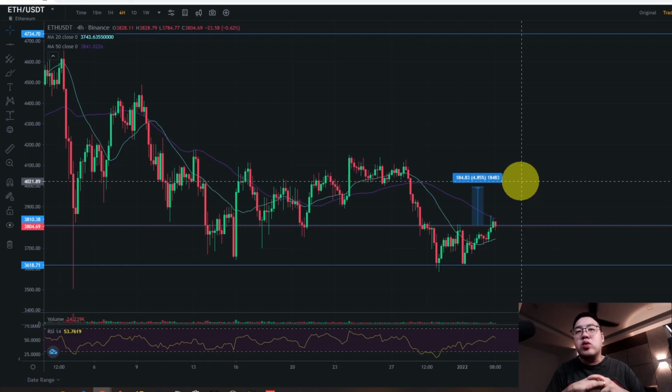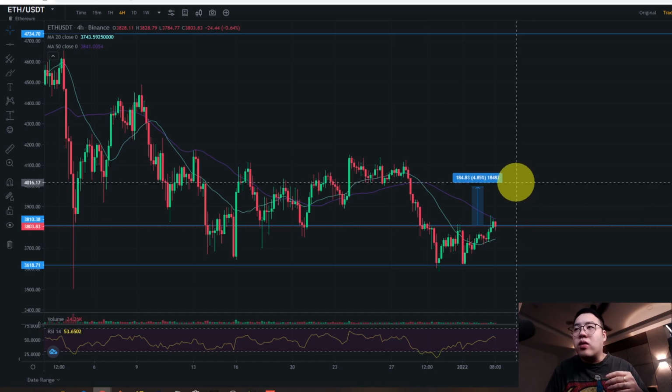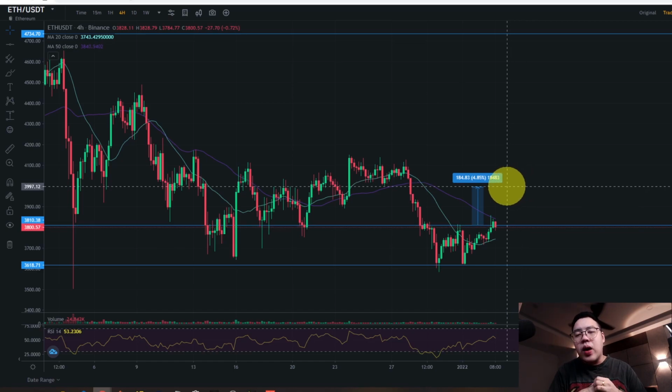So I would suggest you be cautious when you're doing all this technical analysis trading. For me, I will be waiting for the moving average line 50. If you are an aggressive trader, then you can straight away enter at this price right now in order to catch the ride all the way to the 4,000 area. I hope you guys are able to learn this.